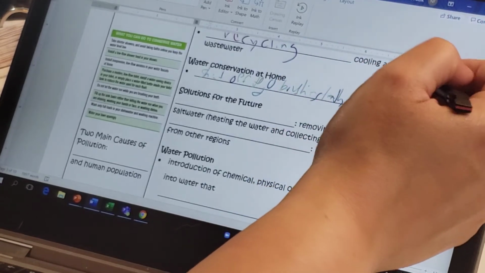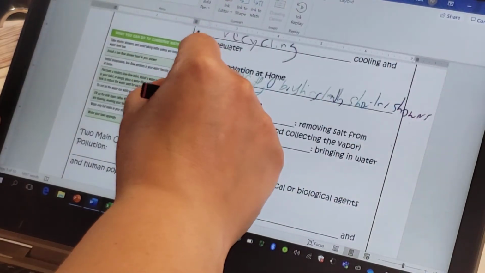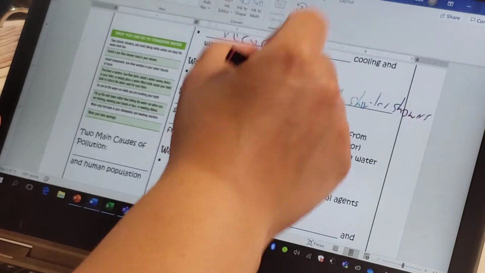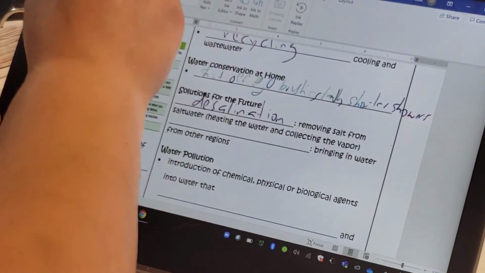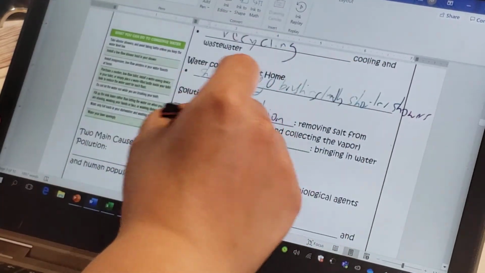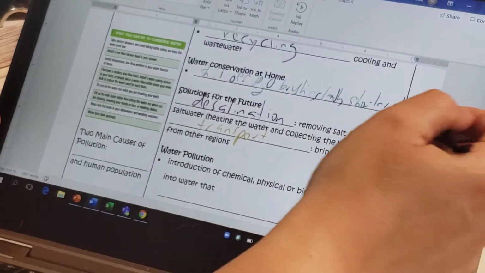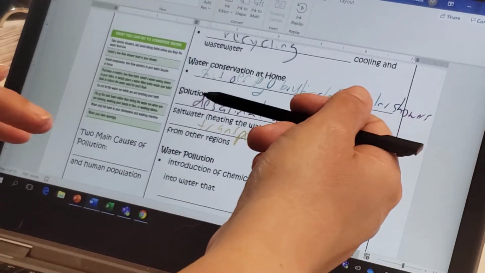Things like that, okay? So solutions for the future. Removing salt from salt water, that's what we call desalination. Transport: bringing in water from other regions. But then you're going to take water away from those regions, so that's good and bad.